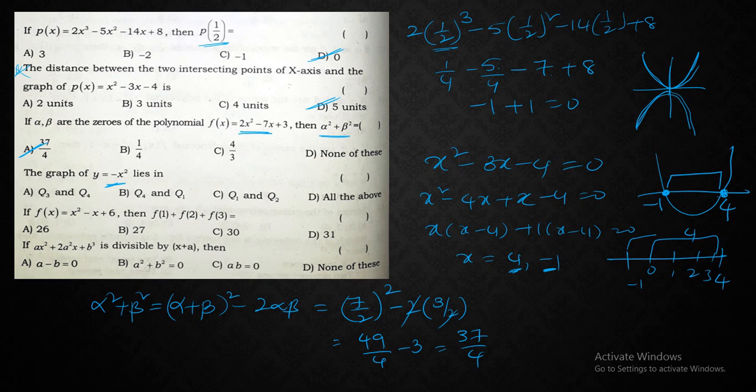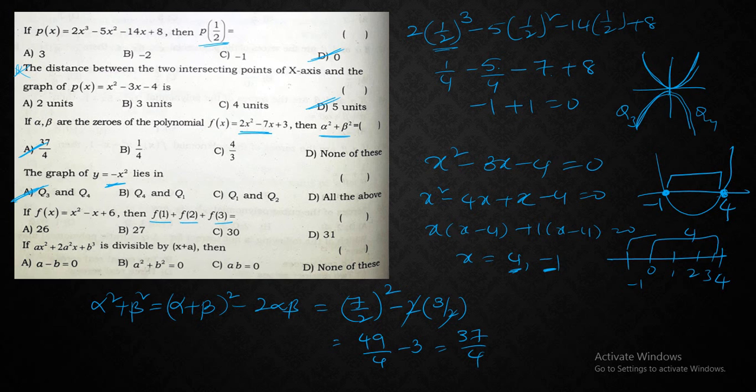So then what is the answer? For every positive value you are going to get a negative value. So this is quadrant number 3, this is quadrant number 4. So the answer is quadrants 3 and 4. So option A.